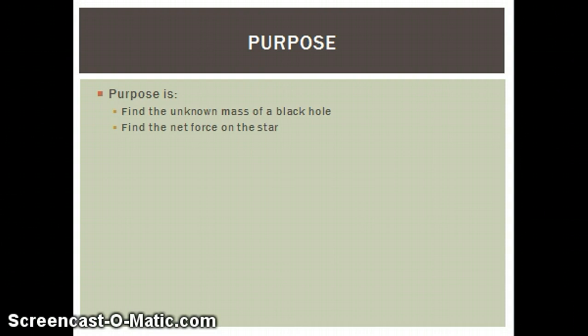The net force was solely due to a black hole. The data was analyzed and the mass of the black hole was then calculated. The main theory used in this lab was Newton's law of universal gravitation.